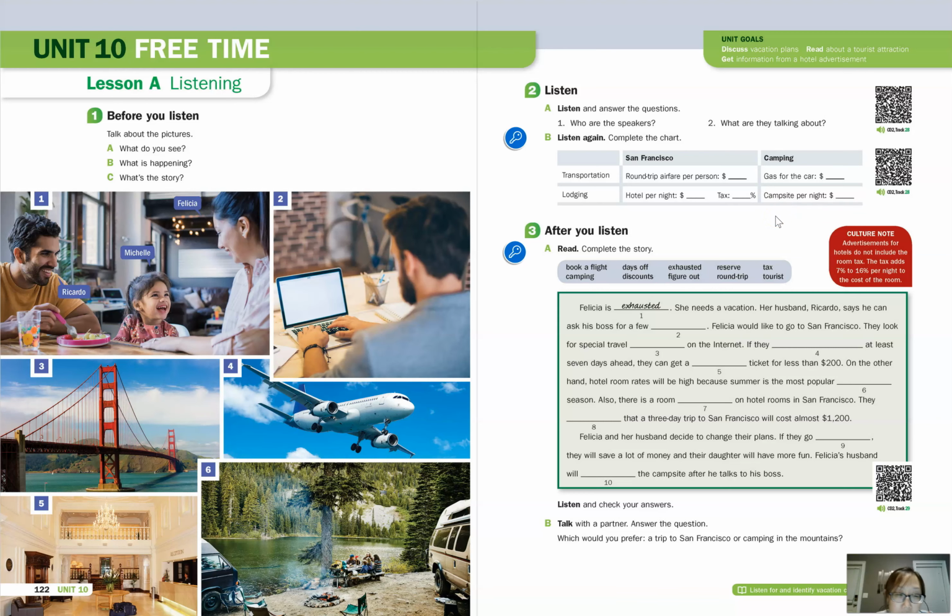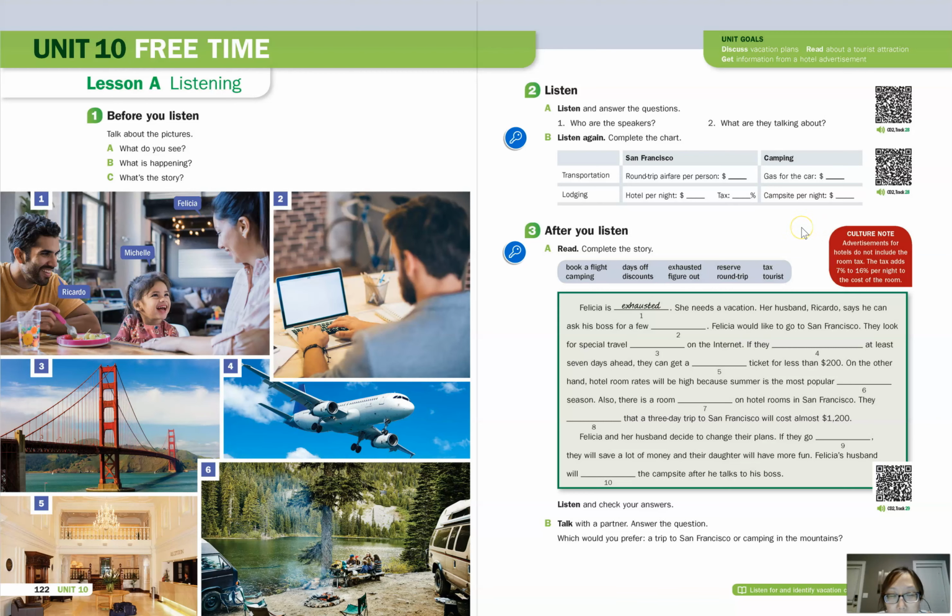Okay, and then let me ask another question. What else will they need to pay for other than transportation and lodging? What else will they have to pay for? Okay, so we can say they will also have to pay for food.